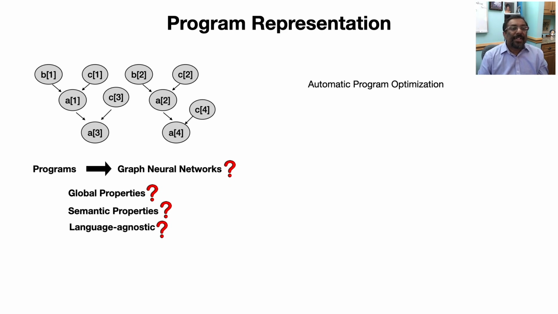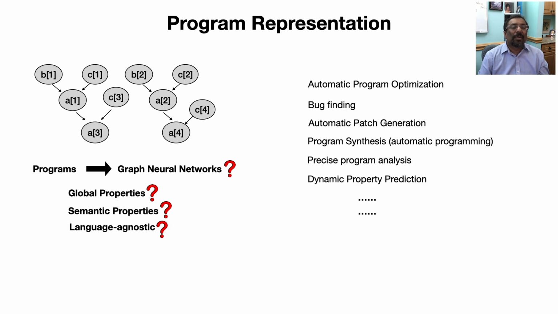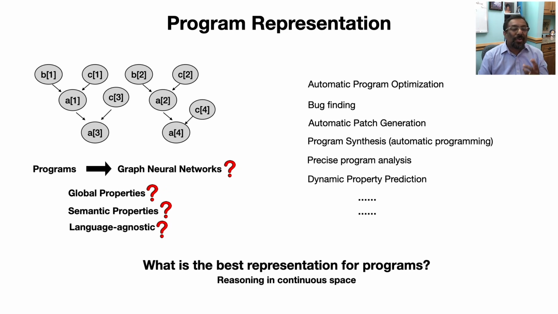If we can come up with a good representation, we think we can do a lot more than automatic program optimization. There are many things we would like to do with programs. And I believe somebody who can come up with the right representation will change how we build compilers drastically.